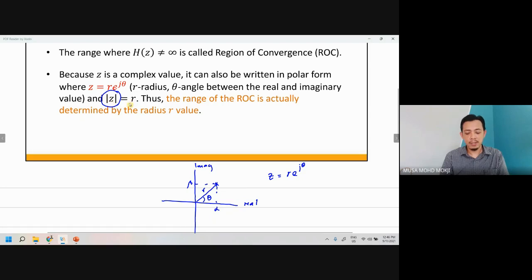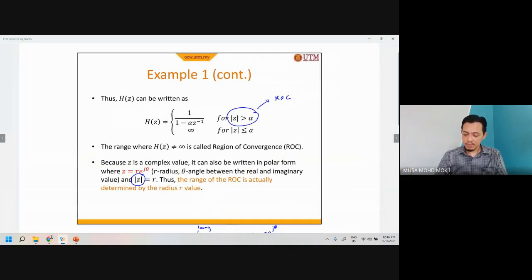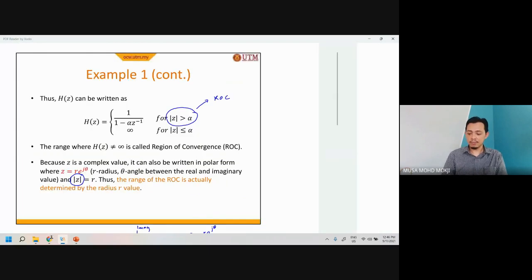So that's why |z| is actually the radius. That one is a z, that z absolute value. Right? ROC is based on that. See, we have all those things. We have the absolute value here. We have the absolute value. So we are actually looking at the radius.